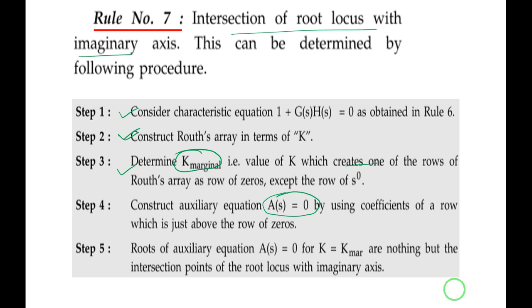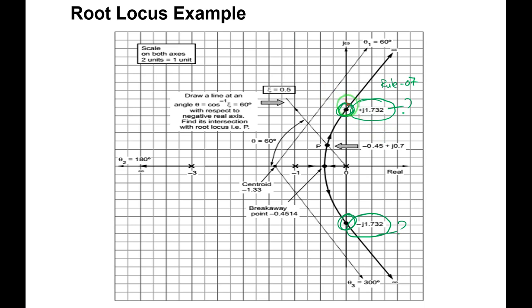Yes, sir. Okay. I hope till rule number 6 everything is clear. Shall I proceed with rule number 7? Yes, sir. Okay, fine, rule number 6 is finished. Rule number 7: how to find out whether the root locus is intersecting the imaginary axis or not. We want to find these points. For this example it is plus j 1.732 and minus j 1.732. How to find out these intersection points of the root locus with the imaginary axis? Next we'll see the steps.